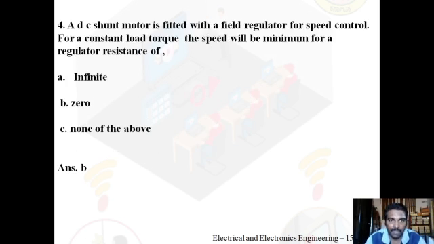The fourth question: a DC shunt motor is fitted with a field regulator for speed control.